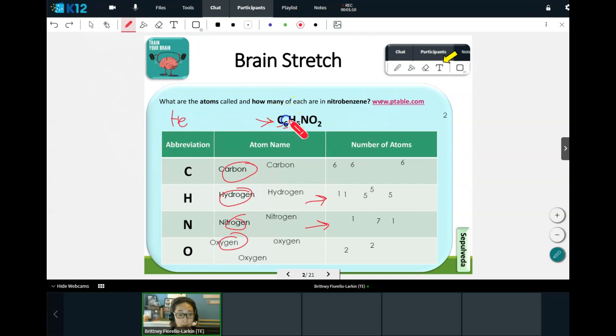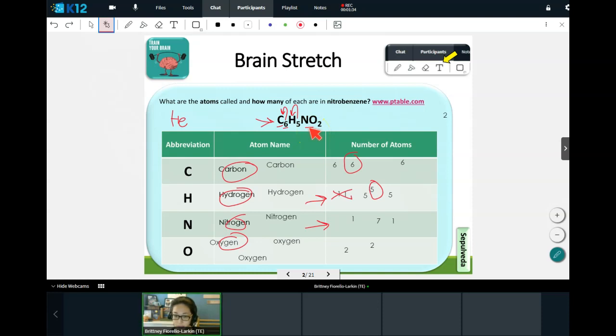So 6 comes right after the letter C, so that means there are 6 carbons. 5 comes right after the letter H, which means that there are 5 hydrogens. Cross those ones out. N right here has a blank, and everybody in the chat box, a blank subscript actually counts as what? Tell me in the chat.